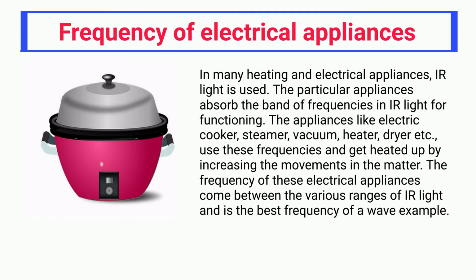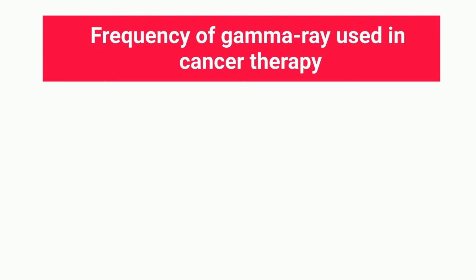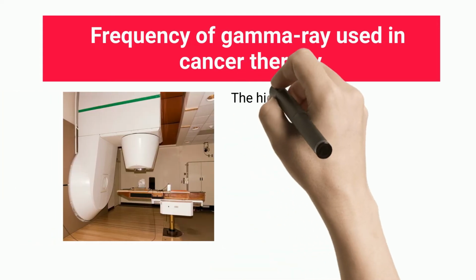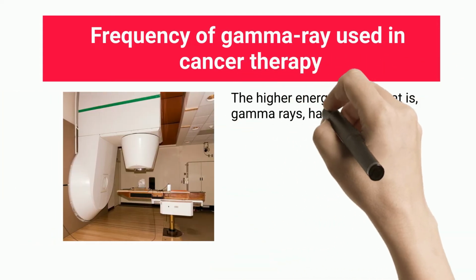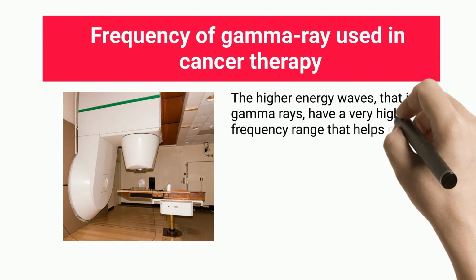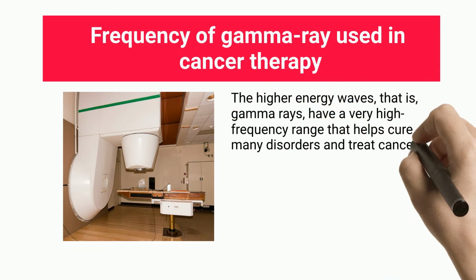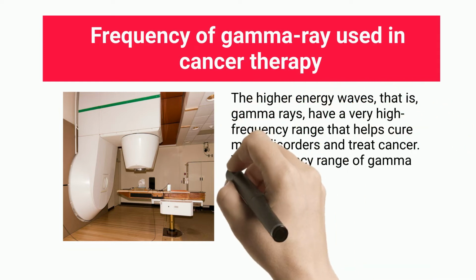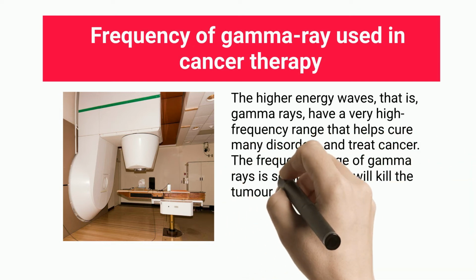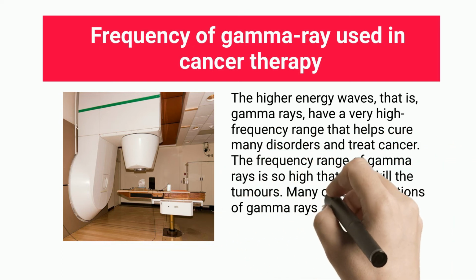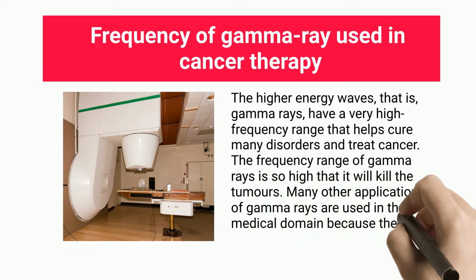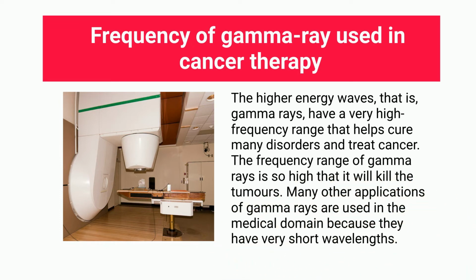Frequency of gamma ray used in cancer therapy. The higher energy waves, that is, gamma rays, have a very high frequency range that helps cure many disorders and treat cancer. The frequency range of gamma rays is so high that it will kill tumors. Many other applications of gamma rays are used in the medical domain because they have very short wavelengths.